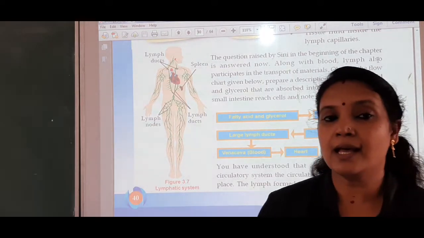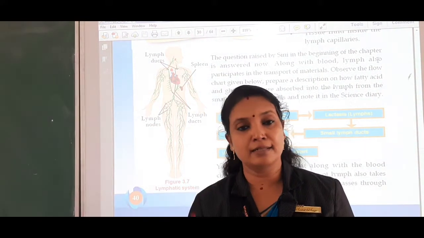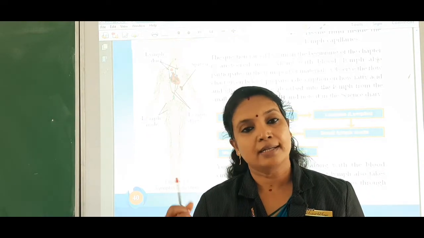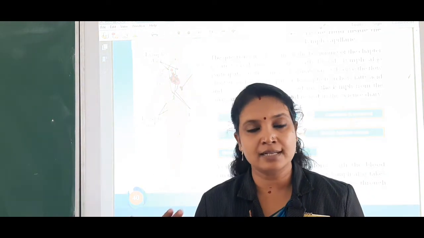So this is how the fatty acid and glycerol reaches the heart, and through systemic circulation along with other nutrients, fatty acid and glycerol are also transported to different parts of the body.